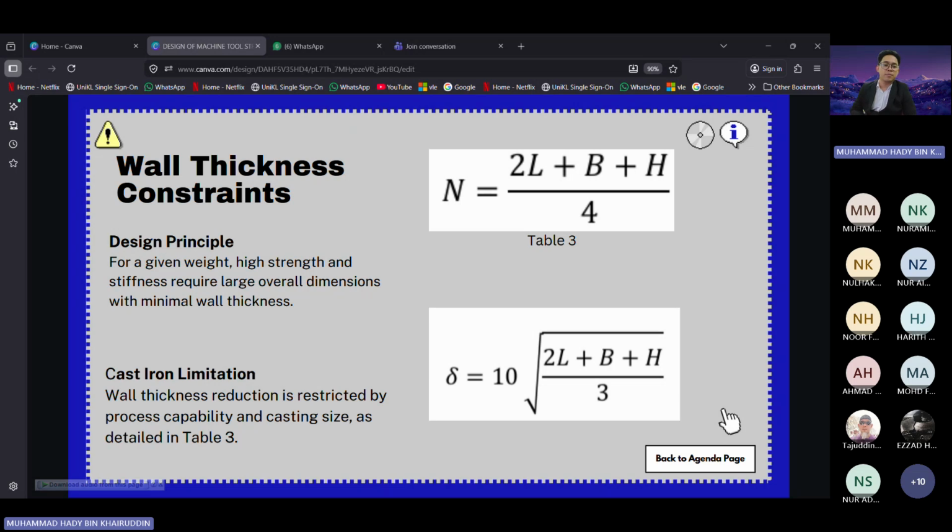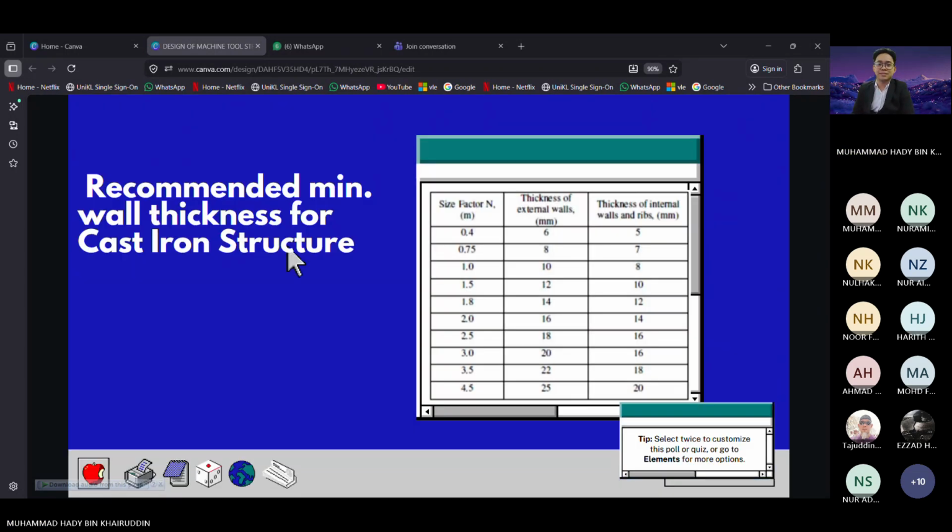Second, the process capability. Now, here is where the real work hits the drawing board. If you have chosen cast iron, you are limited by process capability. You can't just make a wall as thin as you want. Why? Because in a foundry, molten iron has to flow into a mold. If the wall is too thin, the iron might cool and solidify before it even fills the space, or the sand mold might break. Therefore, the minimum wall thickness in cast iron is strictly dictated by the size and complexity of the casting itself. This is the recommended minimum wall thickness for cast iron structures. You can see. Next.